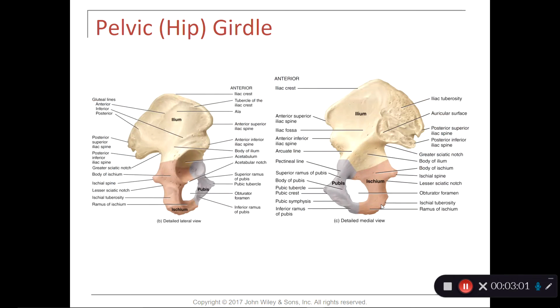A couple of things to note really quick is also to notice that they do all participate in the acetabulum. The acetabulum is this indentation which receives the head of the femur. So the ischium, pubis, and the ilium all participate in this acetabulum.